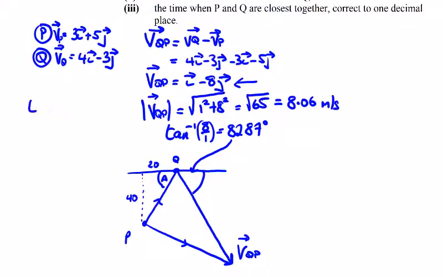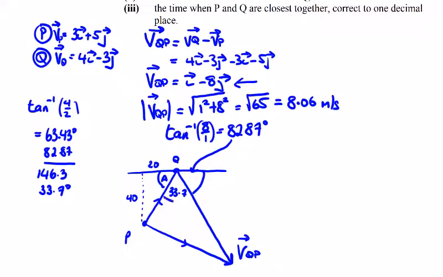So let's get the tan of A, or the inverse tan of 4 over 2. Will give me that angle, 63.43 degrees. And I have 82.87, so add those two together. So that's going to be 146.3. So the other angle is going to be 33.7 degrees inside the triangle. So the shortest distance is going to be along here.